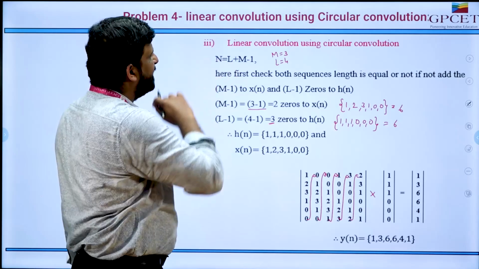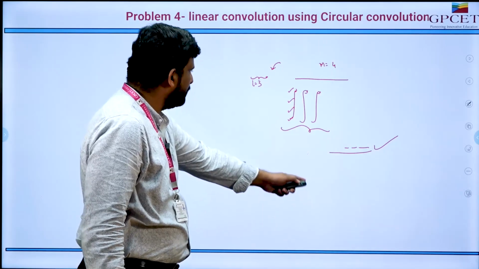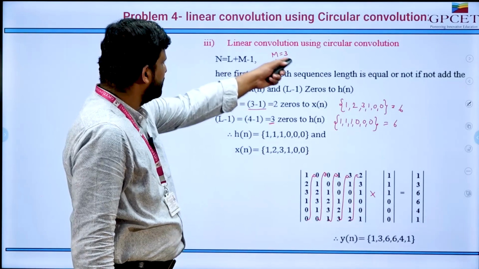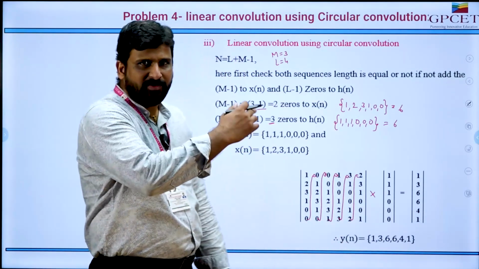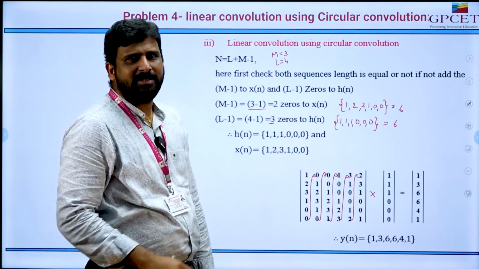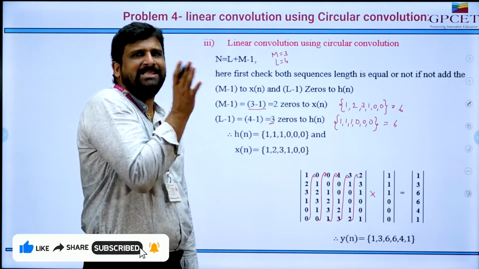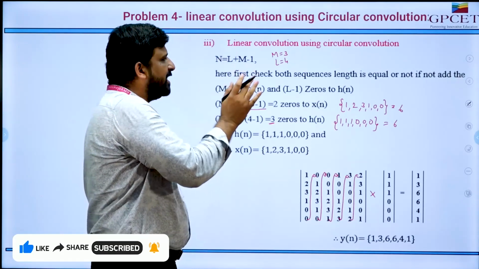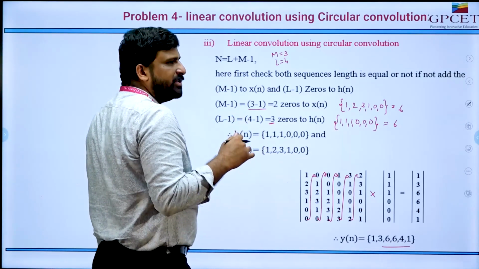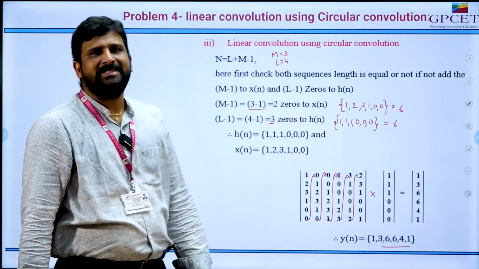So see here, linear convolution using circular convolution, what did we get? We got the same thing. By using only the linear convolution, what did we get? 1 3 6 6 4 1. Similarly, by using linear convolution through circular convolution, I got the same answer. If you check this particular problem with the previous block diagrams, using circular convolution and simply doing the linear convolution, the answer will be the same. By using only the linear convolution, I got the same answer from the first diagram, and by using linear convolution using circular convolution, that is the third diagram, I got the same answer. Y of n is equal to 1 3 6 6 4 1.